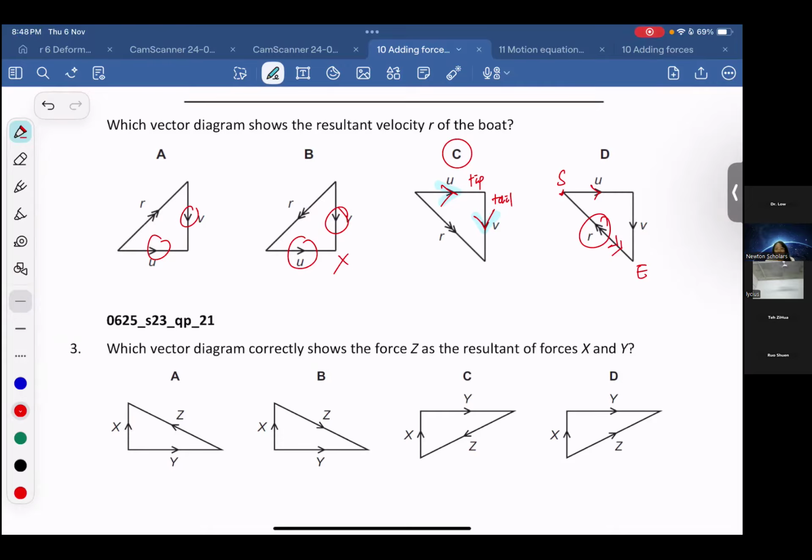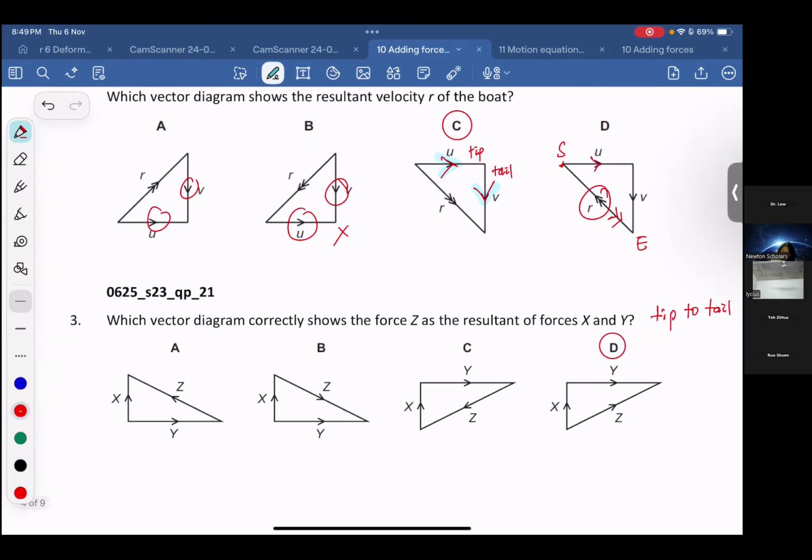Correct. Second one correct. Zihua correct. Teresa correct. Good job, Teresa. Okay, let me check. Hui Teng correct. So boys and girls, your answer here should be D. You know why it's D? Tail to tip method. Tip to tail or tail to tip doesn't matter.